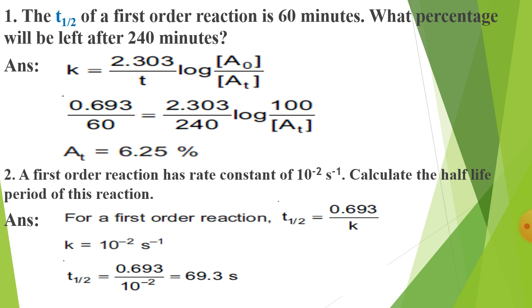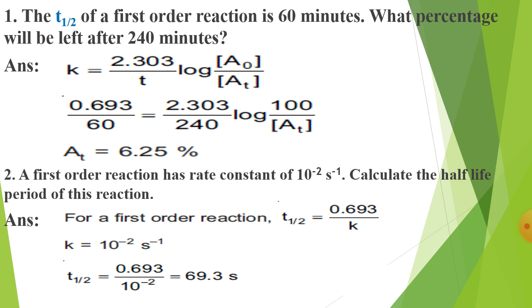So here, we know that T half equals 0.693 divided by K. Now we put the value of K in terms of T half. First of all, we can write the rate equation like this: the value of rate constant K equals 2.303 by T log A naught by AT. Here A naught is the initial concentration and AT is the final concentration.